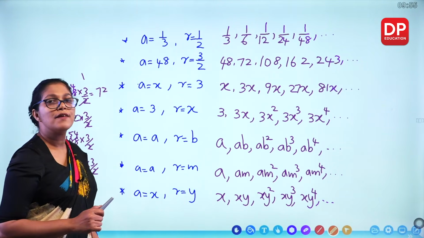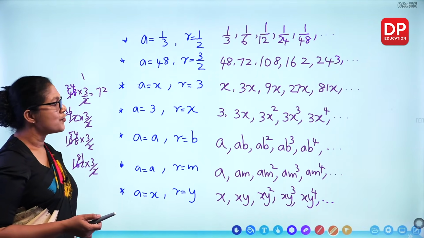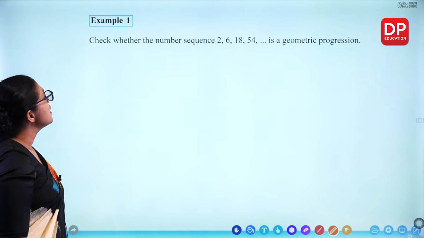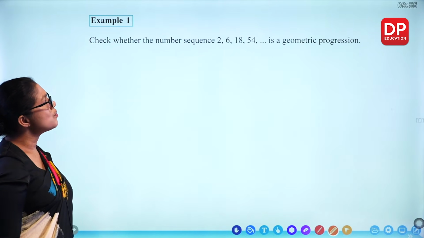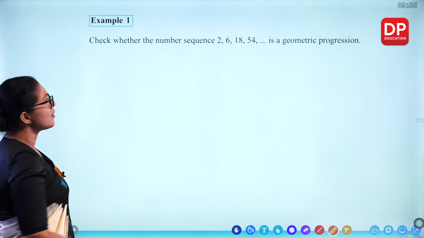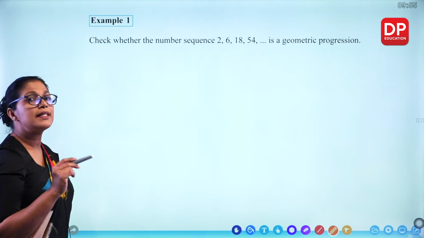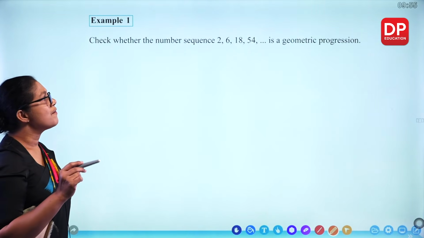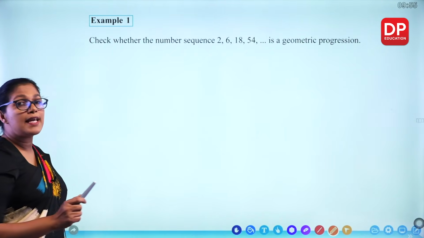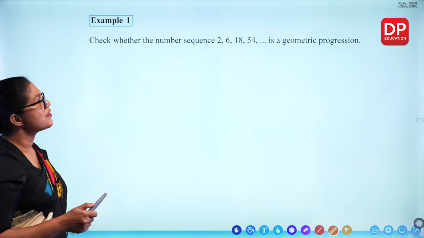So, if you know the first term and the common ratio, you can find out the geometric progression. Look at example number 1. Check whether the number sequence 2, 6, 18, 54 is a geometric progression. How can we identify a geometric progression? We need to get the common ratio. When we take 2 consecutive terms, if we get the same ratio, then we can say that's a geometric progression.